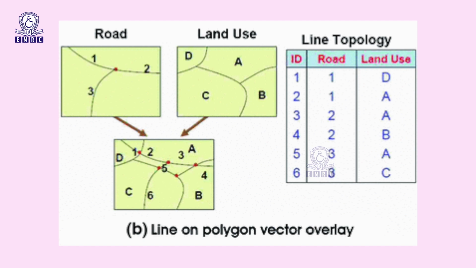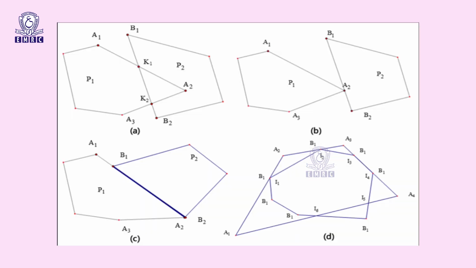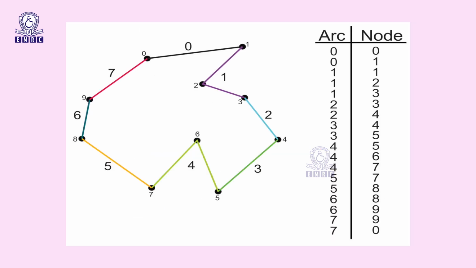Line in polygon overlay. In this overlay, the output is a line coverage with additional attribute data. No polygon boundaries are copied in this overlay. New arc node topology is created.